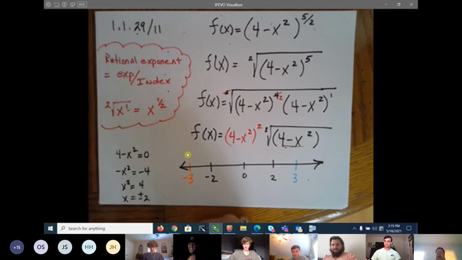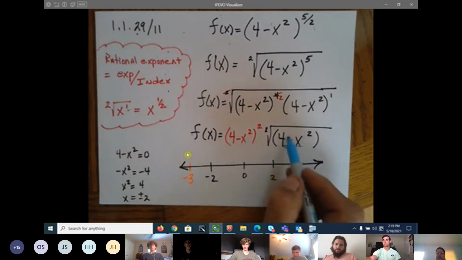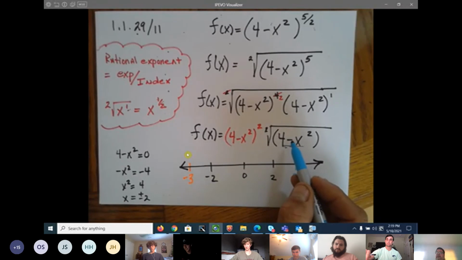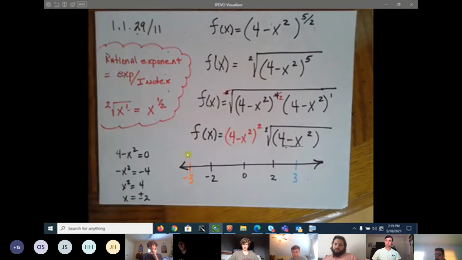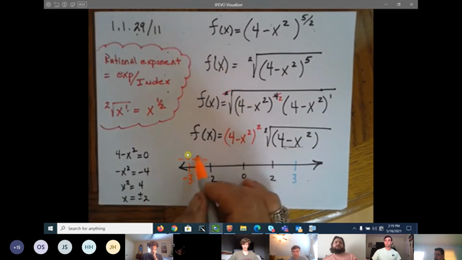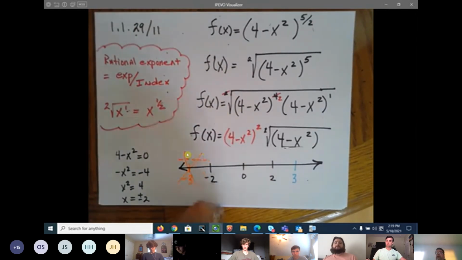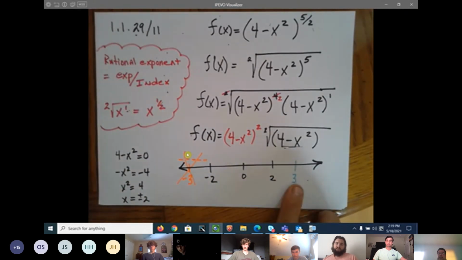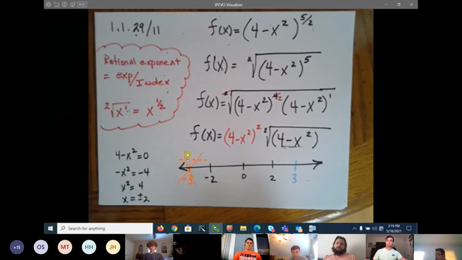What happens when you plug in negative 3? You'll have to square it first. Now, what do you get? When you plug in negative 3 into this right here, you get a negative. So I'm going to put negative right here. You can't have a negative, so we can't use anything around negative 3. What happens when you plug in a positive 3? You get a negative, so you can't use anything here.